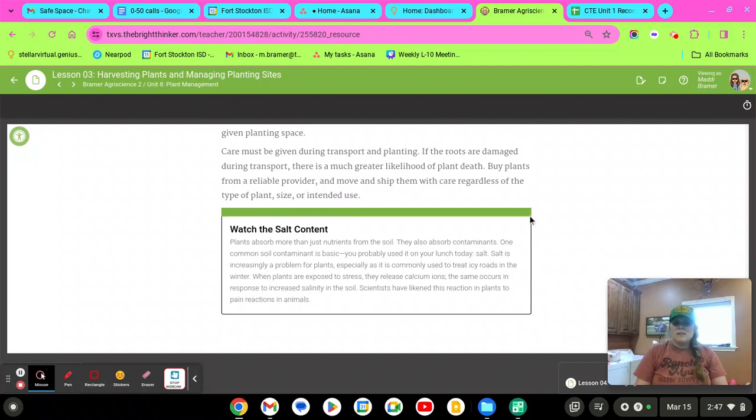Care must be given during transport and planting. If the roots are damaged during transport, there's much greater likelihood of plant death. So that goes back to the last lesson of transportation. A lot of people get rough with plants because they're not animals, but they are living creatures. So they need care because they are delicate.